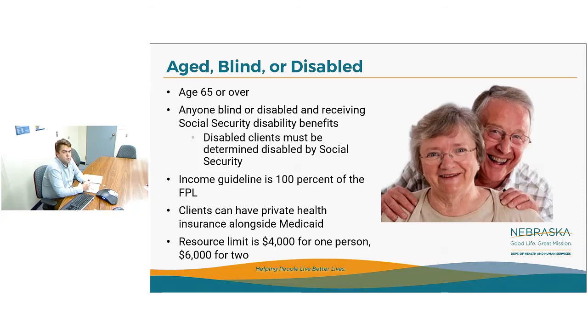The income guidelines for all of these three groups is 100% of the federal poverty level. But for this group, one thing that's nice is that they can also have private health insurance on top of Medicaid, which is taken into account when we calculate their income and their eligibility. The resource limits for these groups are $4,000 if you're living alone, or $6,000 for a couple. Which means that if you have set aside over those two levels, you're likely not going to be eligible for Medicaid.